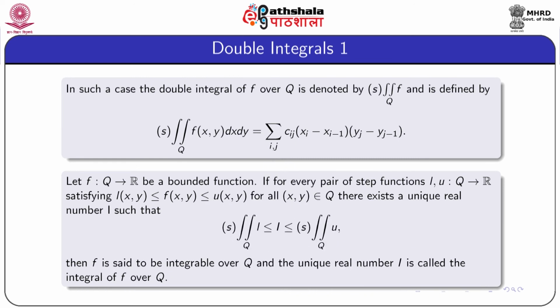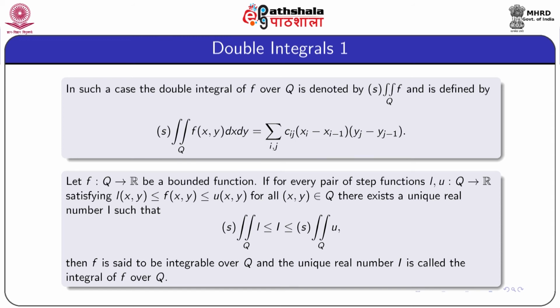In such a case, the double integral of f over Q is denoted by the step double integral of f and is defined by the step function integral of f(x,y) dx dy over Q as the summation over ij of Cij times (xi minus x(i minus 1)) times (yj minus y(j minus 1)).